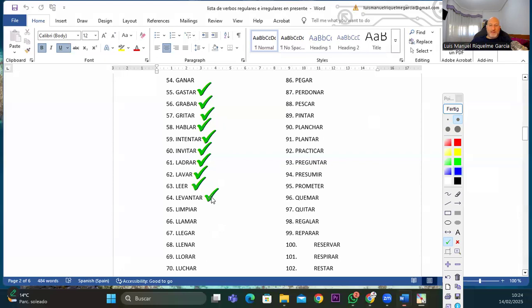Levantar, to lift. Limpiar, to clean. Llamar, call. Llegar, to arrive, to get to a place. Llenar, to fill. When you fill the tank of your car, when you fill something that is empty, you fill it. Llorar, to cry. Luchar, to fight.